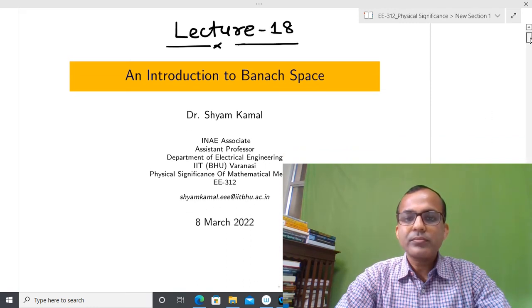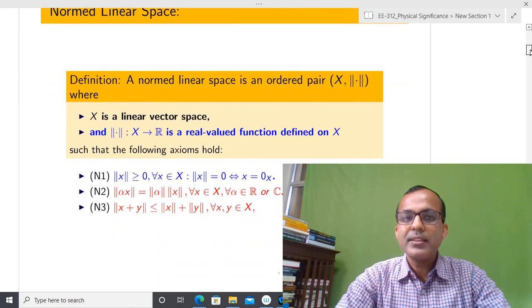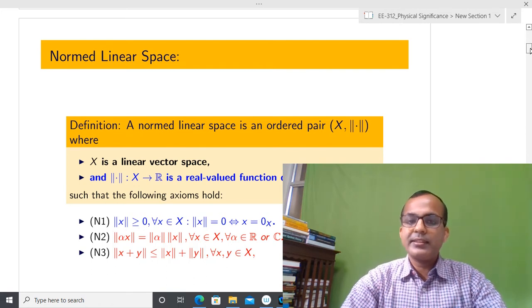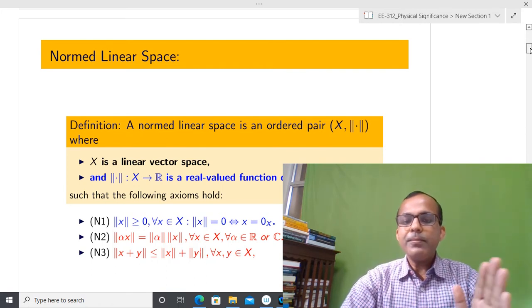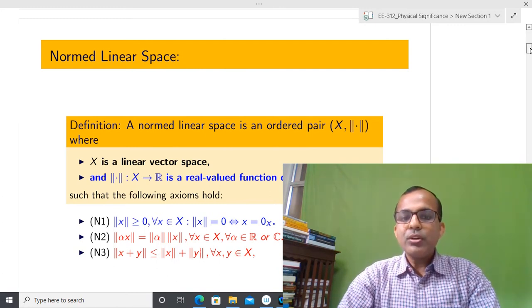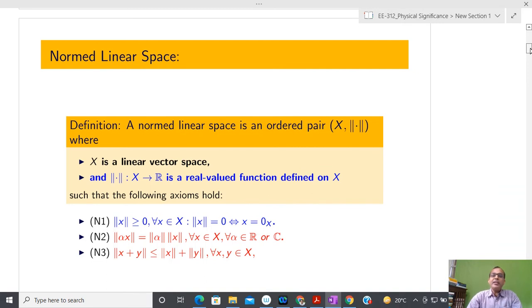Before going to the Banach space, I will just recall the previous lecture. What we have seen in the previous lecture is that if I have an inner product space, then with every inner product there exists a norm. If I define some inner product and take the square root of that, then the norm comes into the picture. This is one way to define the norm.